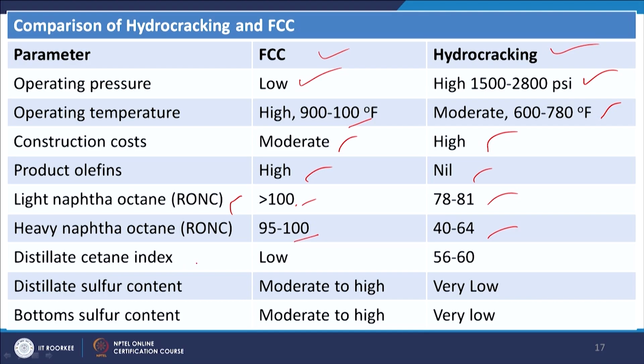So, cetane index here it is low and we have 56 to 60, and distillate sulfur content, obviously in this case we will be having moderate to high because sulfur removal does not take place in this case, but in hydrocracking sulfur removal takes place. So, we will have very low sulfur, bottom sulfur content is also very low in the case of hydrocracking. So, that way we can compare the FCC and hydrocracking process.